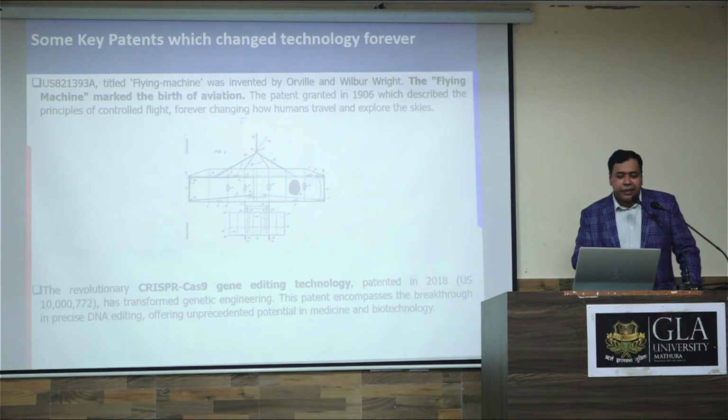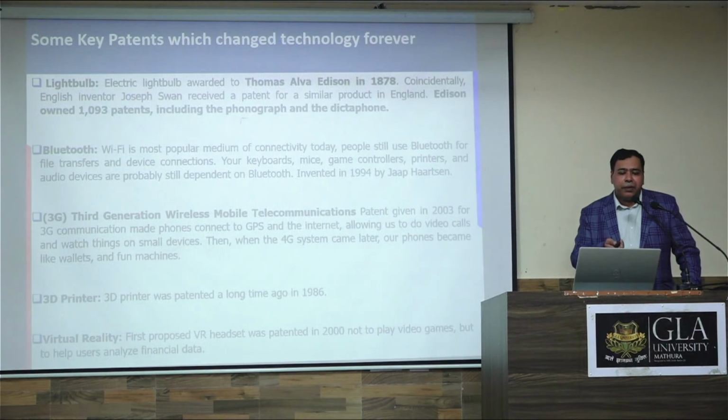The next one is a gene editing technology, again a very groundbreaking technology. A light bulb created by Edison, again a groundbreaking technology, created in 1878. Again they filed a patent, and Edison had almost 1100 patents to his name. Bluetooth technology, again a very well-known and useful technology which is being used by everyone these days, again a patented technology.